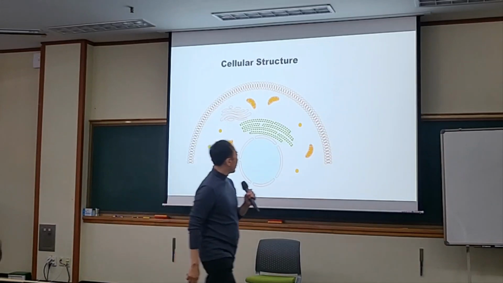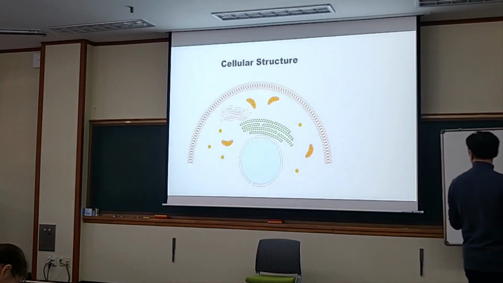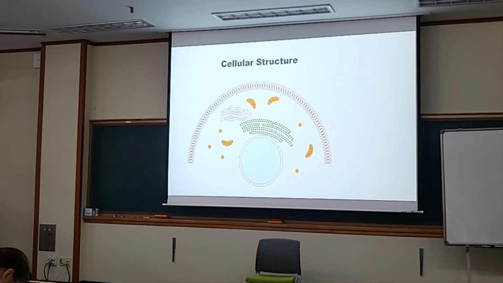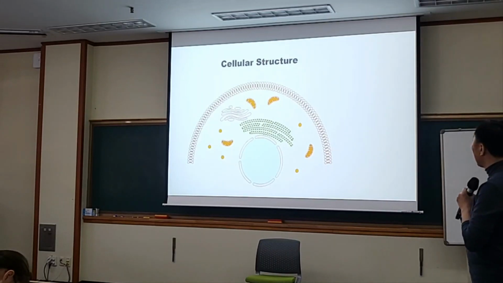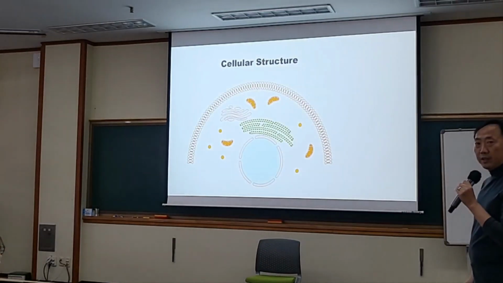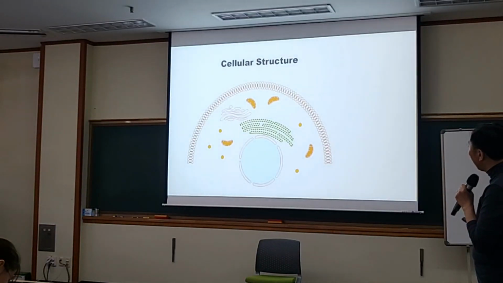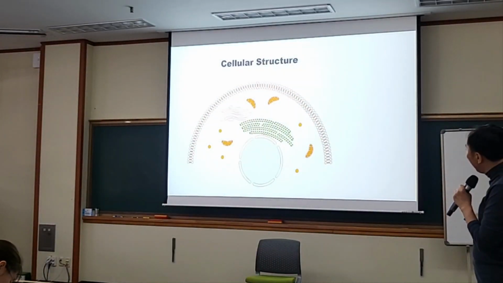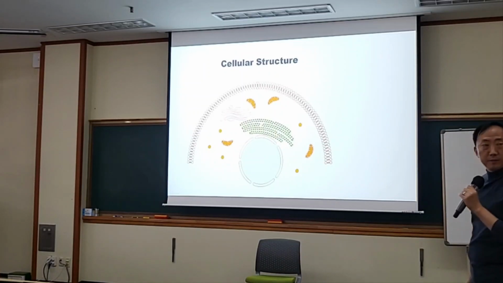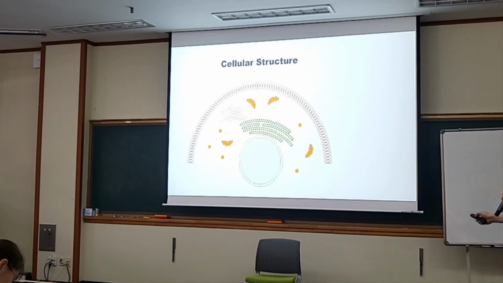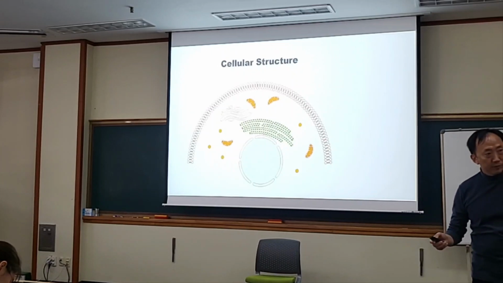Now, cellular structures. Now let's think seriously about the in and out. This is outside. This is inside, we said. And here, Golgi and ER, we already defined. Lumen means the inside. Lumen of ER, lumen of Golgi, they are outside.